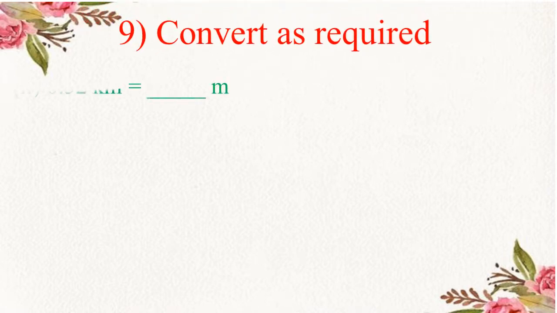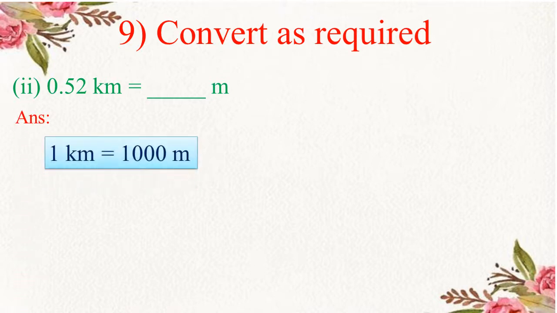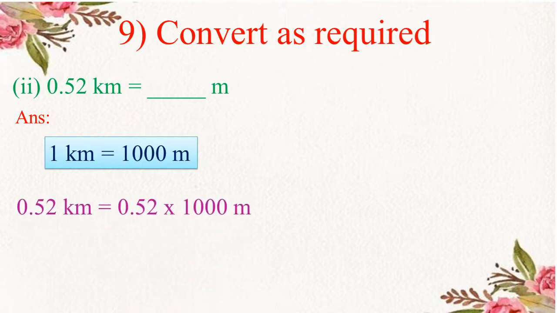Next, the ninth problem. Convert as required. The second sum, 0.52 kilometer equal to dash meter. We know 1 kilometer equal to 1000 meter. Here we convert bigger unit to smaller unit, so we multiply with 1000. 0.52 kilometer equal to 0.52 into 1000 meter. So we get 520 meter.